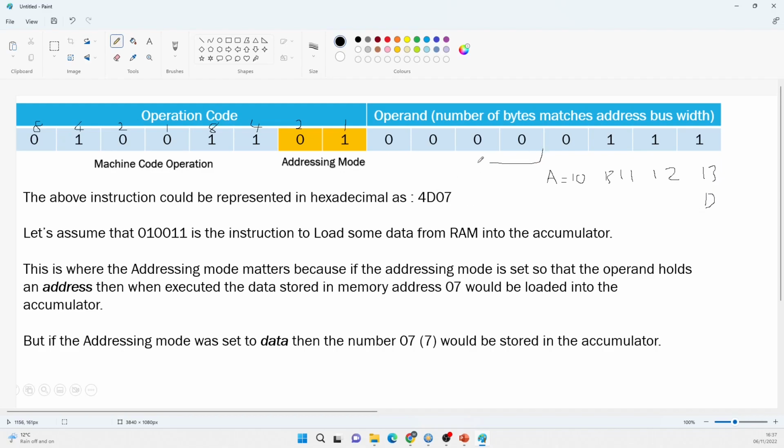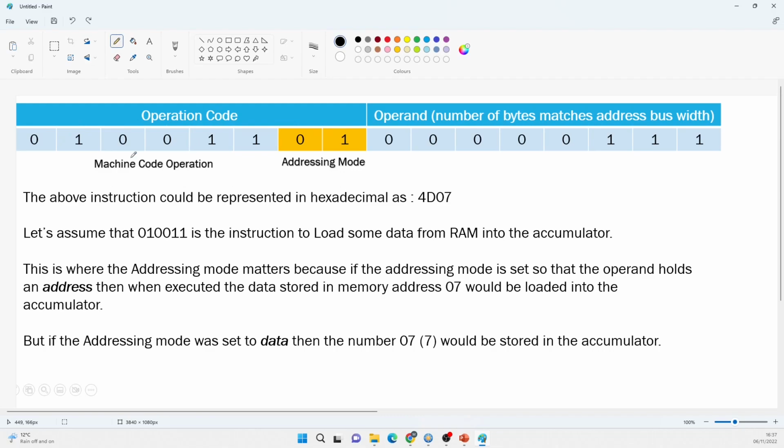And the same here, you break this up. Obviously, all zeros is going to be 0. And here, 1, 2, and 4 is going to be 7. So that's where I got that 4D07 from. It's not ridiculously important, you understand that, but I thought I'd best explain, otherwise you might wonder what it is. So I'm just displaying that instruction as hexadecimal.